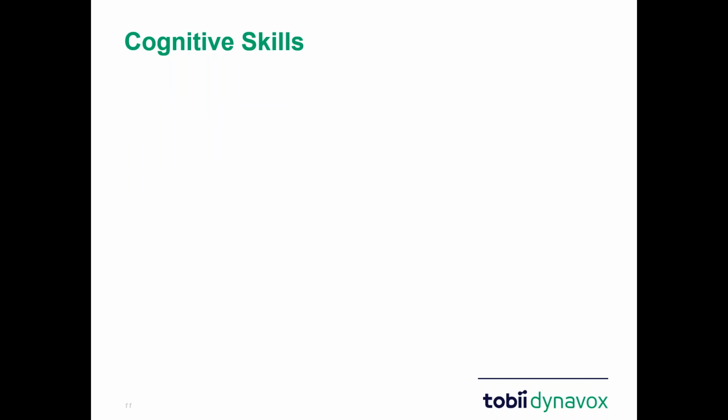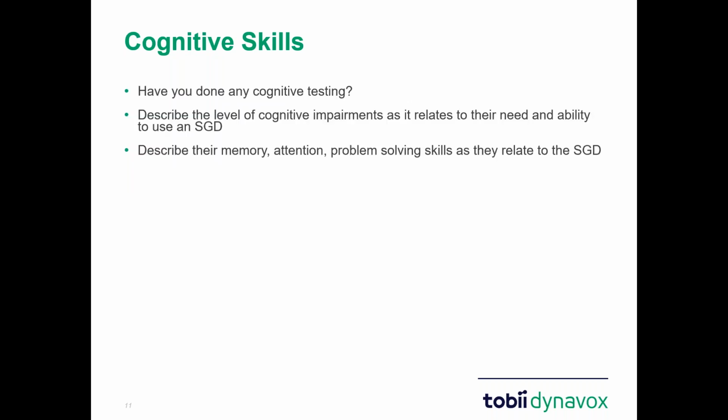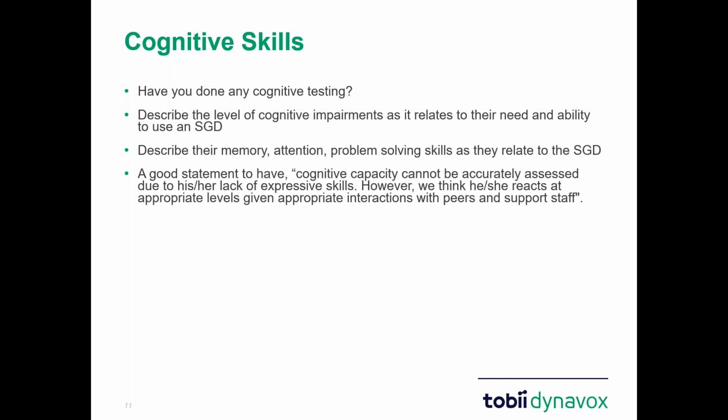And then here's where you're going to talk about cognitive skills. So have you done any cognitive testing? So describe their level of cognitive impairment as it relates to their need and ability to use the SGD. So you're just basically describing their memory, attention, problem-solving skills as they relate to using the device. So a good statement that we have found to have in there is cognitive capacity cannot be accurately assessed due to his or her lack of expressive skills. However, we think he or she reacts at appropriate levels given appropriate interactions with peers and support staff.